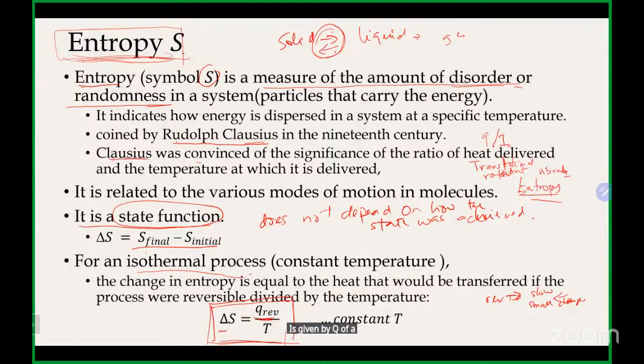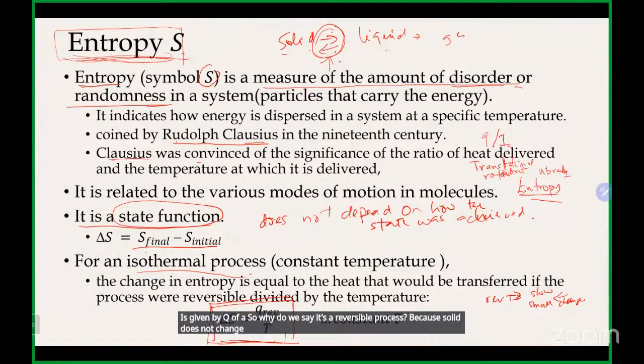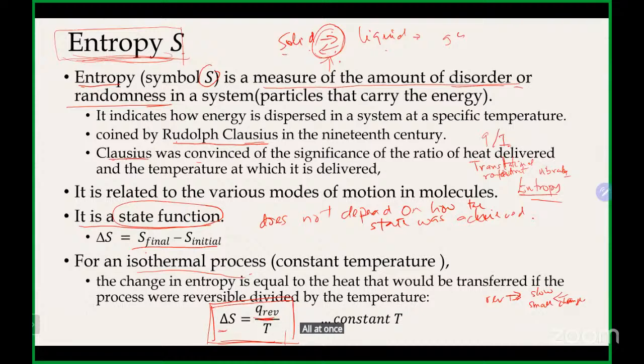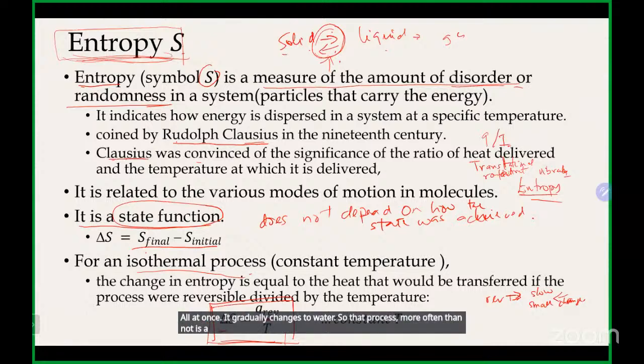So why do we say it's a reversible process? Because solid does not change to liquid all at once. I'm sure you have seen that if you put ice outside, it does not turn to water all at once. It gradually changes to water. So that process, more often than not, is a constant temperature process if you keep it in a closed system. Sorry, not constant energy system.